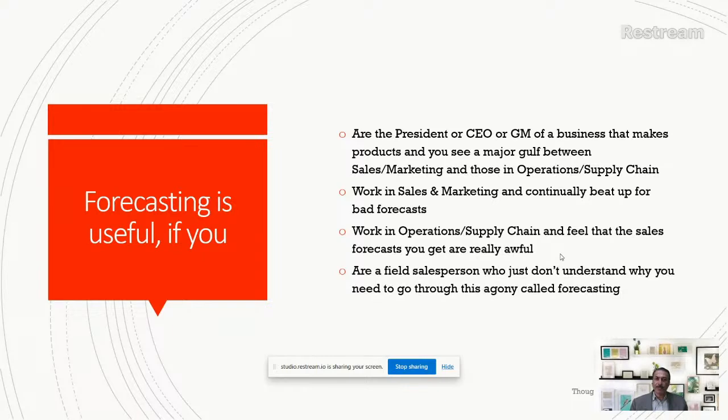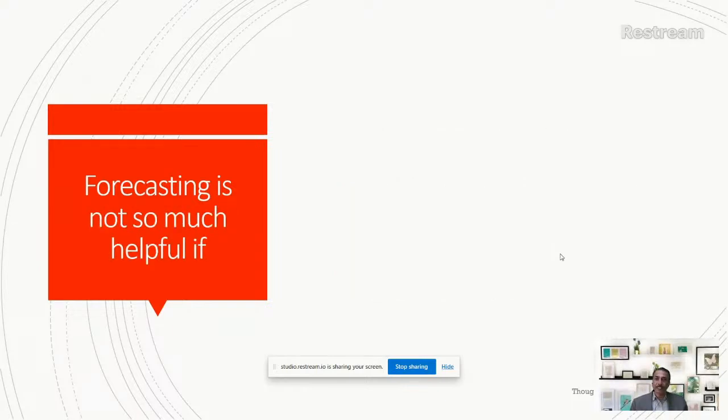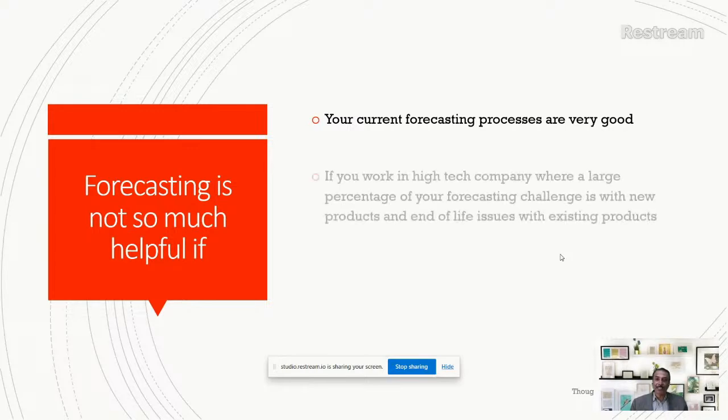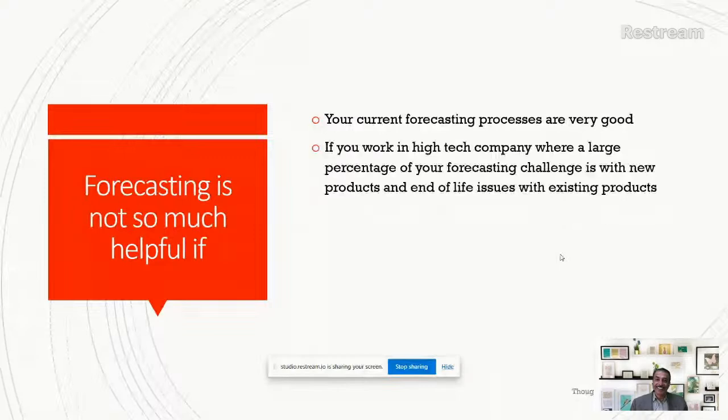Or you could be a field salesperson. Maybe it may not be so helpful if your current forecasting processes are very good. You don't struggle much, and you are perfectly handling the customer in terms of availability and also capacity management. Okay, but this is not the real case.